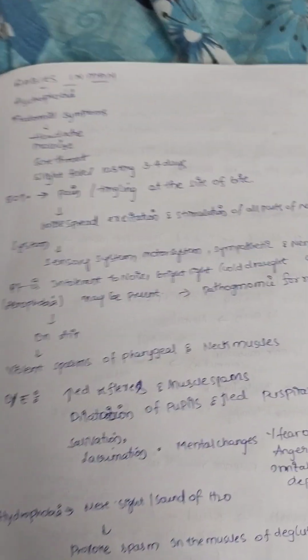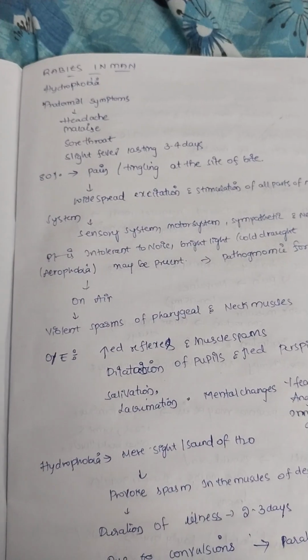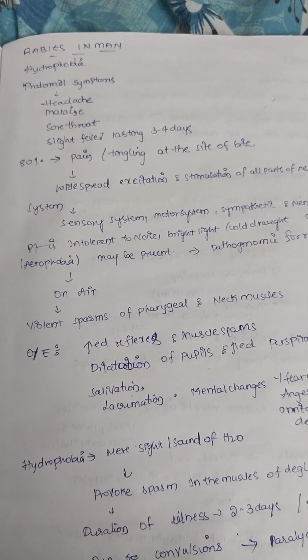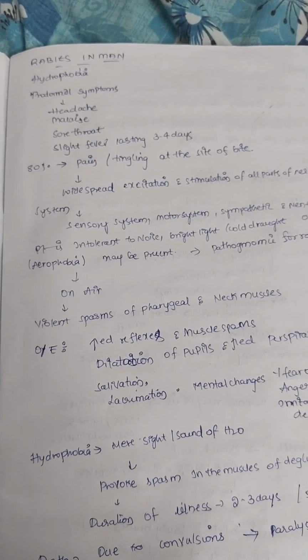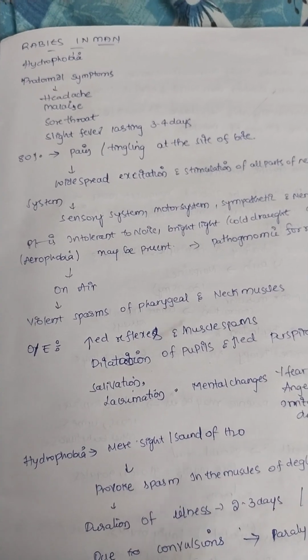So rabies in man. In this part we have two side headings mainly, rabies in man and rabies in dogs. Mainly we will be focusing on rabies in man. So hydrophobia is the main feature. Initial symptoms we will see are headache, malaise, sore throat, slight fever which lasts for 3 to 4 days. 80% of patients present with pain or tingling sensation at the site of the bite.